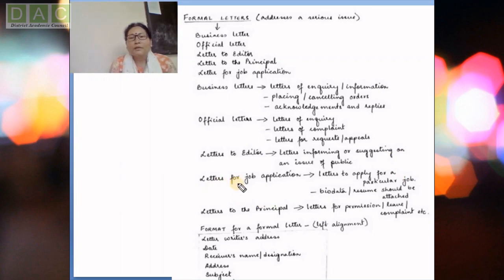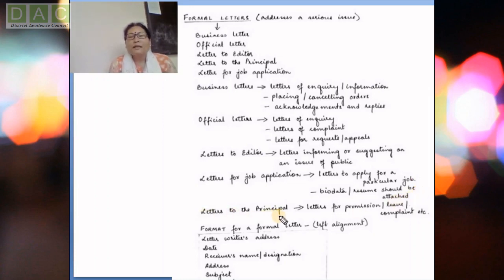Now next comes, when we are to apply for a job, we write an application to the authority for the particular job, mentioning the particular job, and where we need to submit biodata and resume along with the letter. That will be for applying for any job.